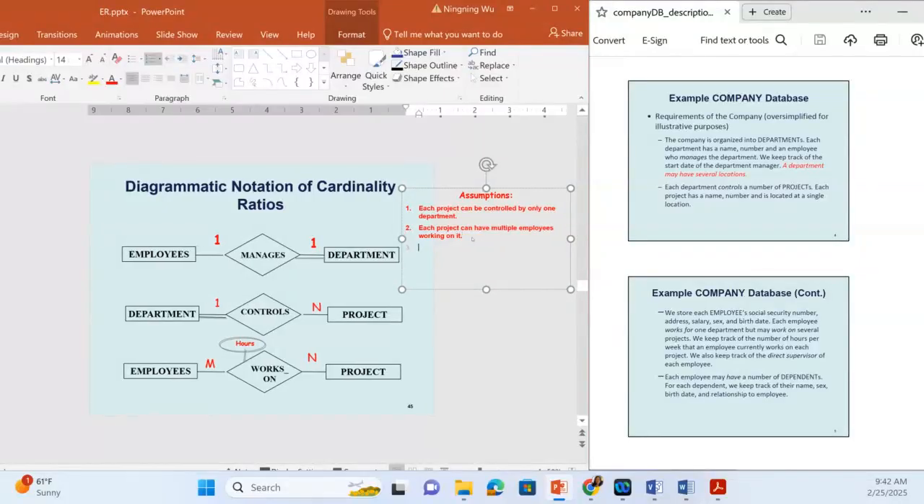So for number 3, I assume that each project must be controlled by one department.